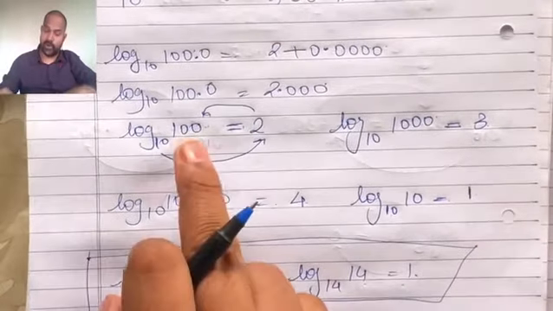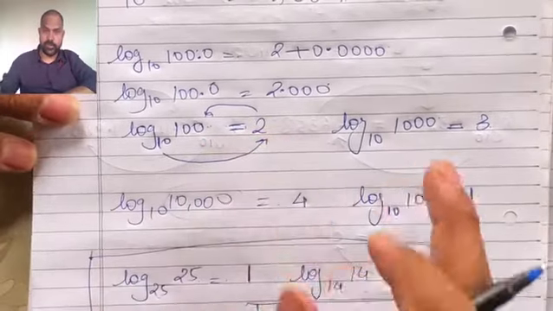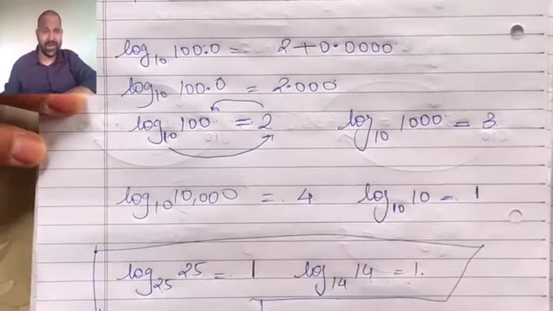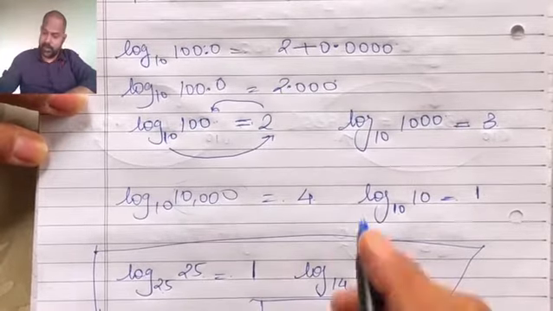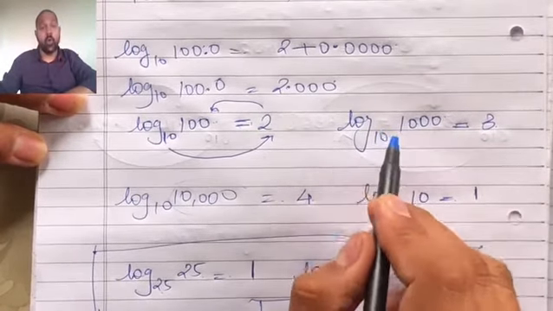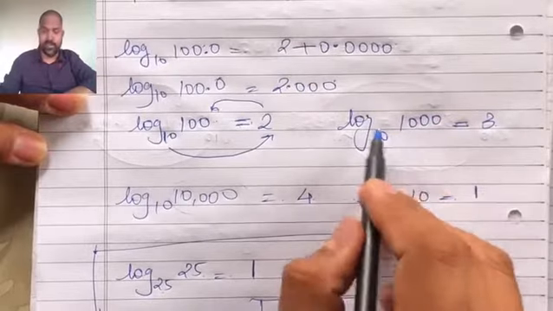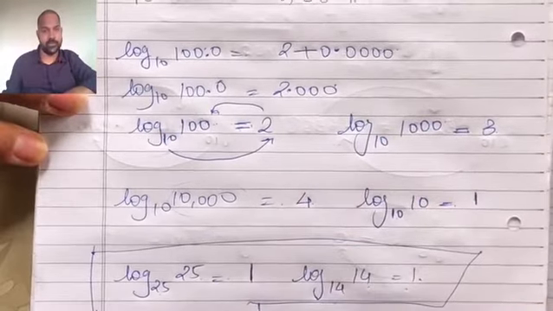If log of 100 to the base 10 is 2, then log of 1000 to the base 10 is 3. Why? Because logs are nothing else but powers of the base. The base here is 10. I am asking you, what power of 10 will give me 1000? Well, the third power of 10 will give me 1000.